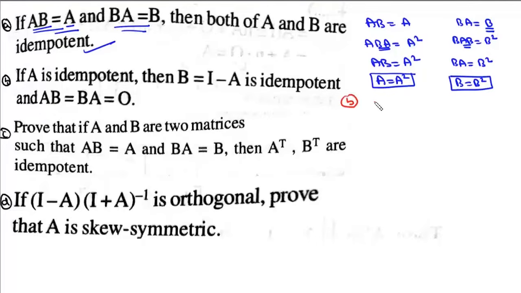Now the second proof is, if A is idempotent, that means if A square equals A, then B is also idempotent.